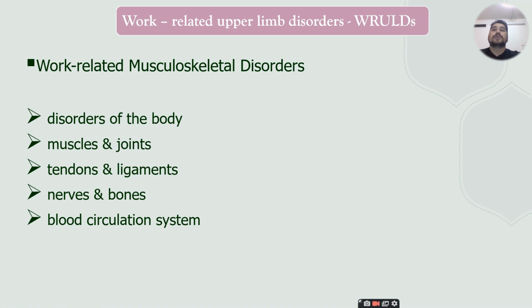Upper limb disorders. Work-related upper limb disorders include disorders of the body, muscles and joints, tendons and ligaments, nerves and bones, and blood circulation systems. These are the things that come under work-related upper limb disorders. Whenever you are dealing with these things, you need to take care of these parts of the body, make sure proper controls have been implemented, and identify whatever risk is related to the task.